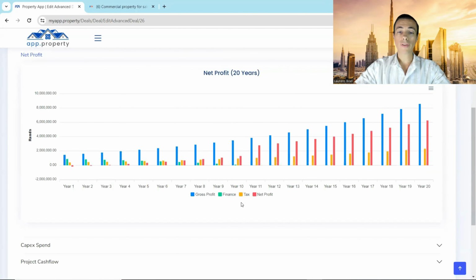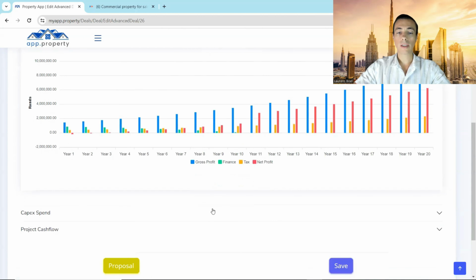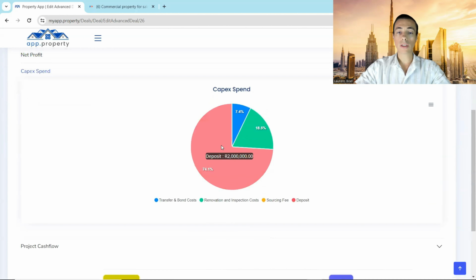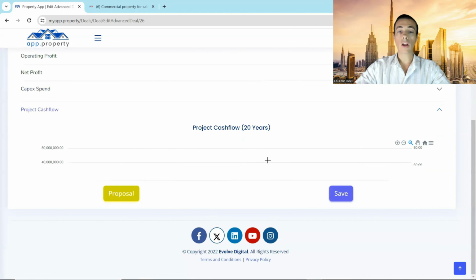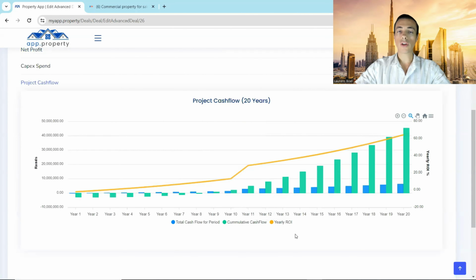This is the net profit for the next 20 years, showing you your gross profit, your finance, your tax, and your net profit. The capex spend is mostly spent on your deposit, followed by your renovations and then your transfer fees. And then lastly, your project cash flow, which shows your yearly cash flow, your cumulative cash flow. And then on the right-hand side, you can see your ROI, your yearly cash on cash returns.